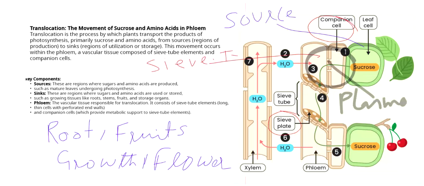Plasmodesmata. So through these plasmodesmata, sucrose diffused into the sieve tube cells and is loaded in the sieve tube cells. What happened next? Water, because I already told you that these two pipes are always parallel to each other.